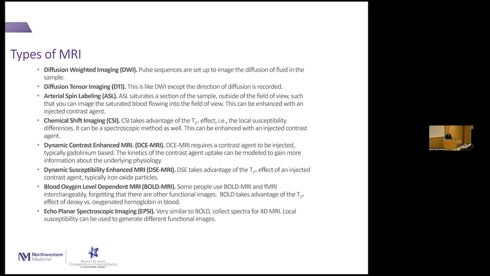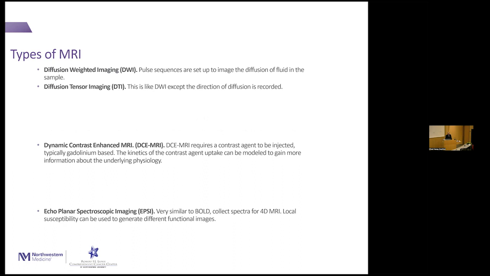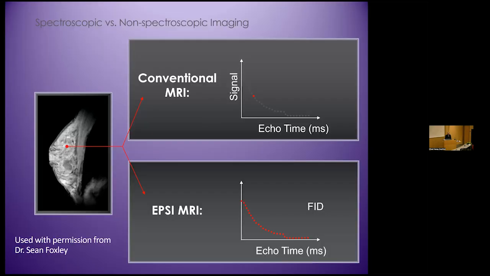In general, DCE MRI is bright as the contrast agent arrives, and generally DSE is dark as the contrast agent arrives. And you've probably heard the term fMRI quite a bit. That's usually referring to a specific type of MRI, which is BOLD, which stands for blood oxygen level dependent MRI. fMRI actually means functional MRI, meaning anything that's functional, but a lot of times people use it interchangeably when they mean BOLD. And the last thing I'll talk about is echoplanar spectroscopic imaging, EPSI, which is very similar to BOLD, and I'll get into that in a minute. So those are the ones that I'm going to talk about.